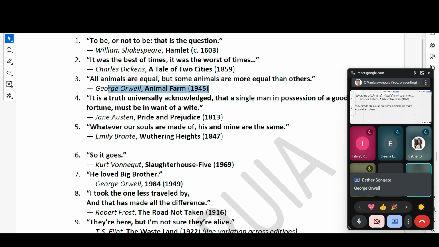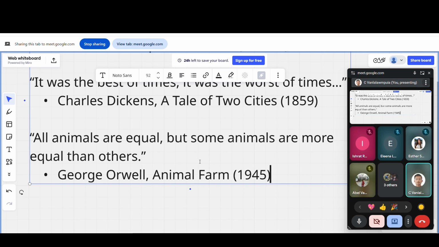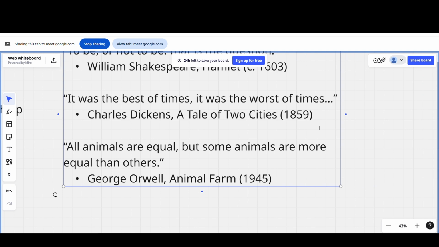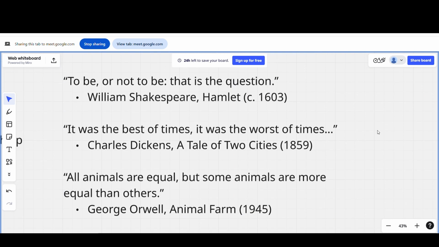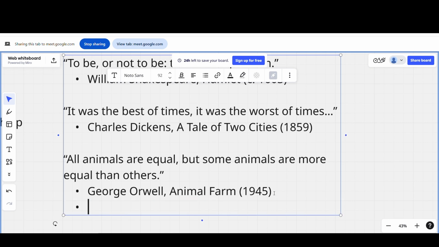I've even written the year of the publication. Animal Farm, 1945. George Orwell, Animal Farm. So these things are so important. You are reading, you are preparing in so many ways. For example, I've mentioned Animal Farm, George Orwell. So a question can come like, who is the author of Animal Farm? George Orwell. Now you're already studying it. When was Animal Farm published? 1945. So you are preparing in so many ways.